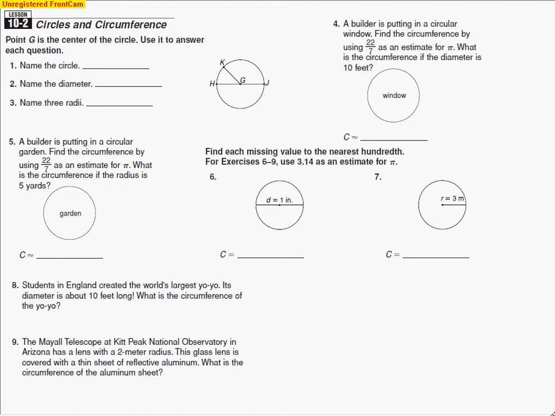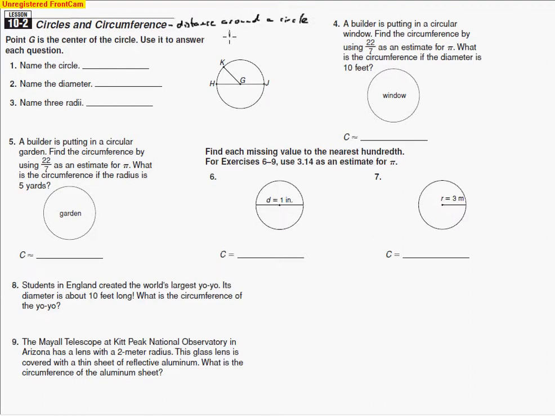Today's lesson is on circles and circumference. So let's take a look at what circumference is. Well, circumference is the distance around a circle. So distance around a circle.